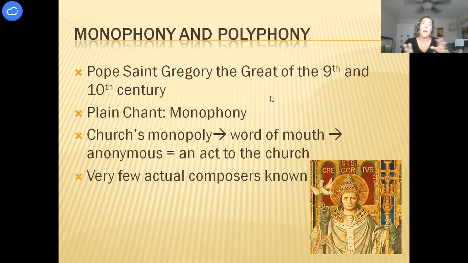So that was monophony. And then later, as we go into the 11th, 12th, etc. centuries, we started to develop polyphony. Pope St. Gregory the Great from the 9th and 10th century was the impetus of written music. He was the leader of the church, and the church had a monopoly on written music.